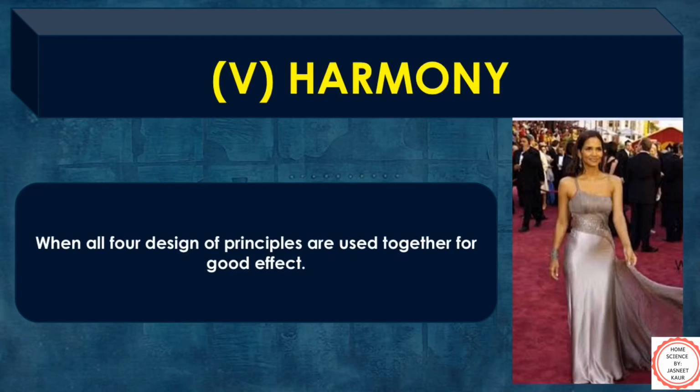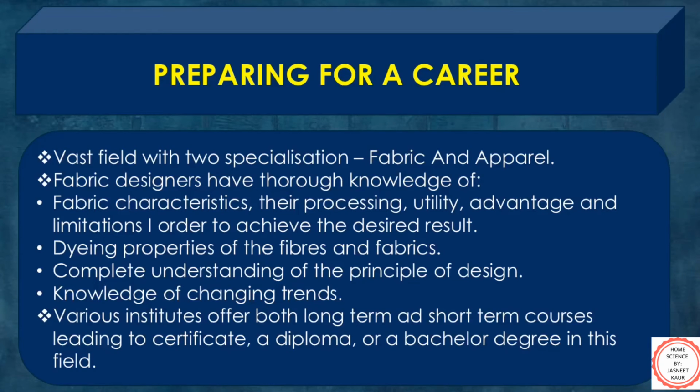So students, after understanding both elements of design and principles of design, let's talk about how one can prepare himself for a career in this field. The field of design for fabric and apparel has vast scope with two major specializations, fabric and apparel, in which fabric is used for many things like upholstery and car seat covers, whereas apparel not only includes fabric, it also has specific requirements in terms of appearance and durability.